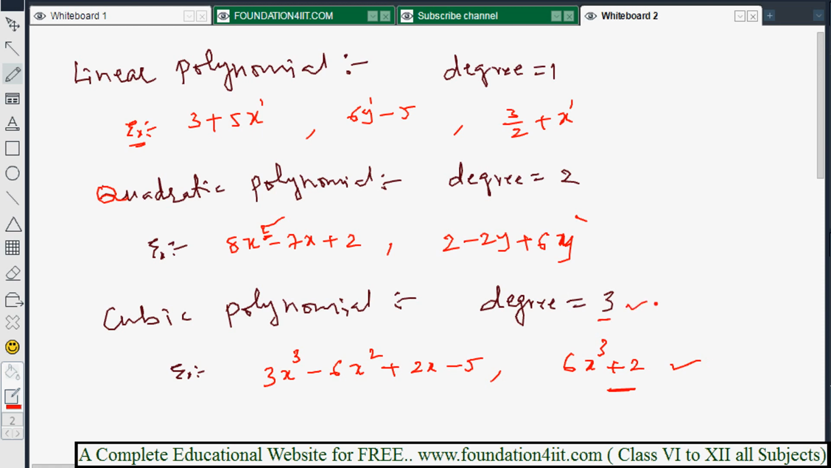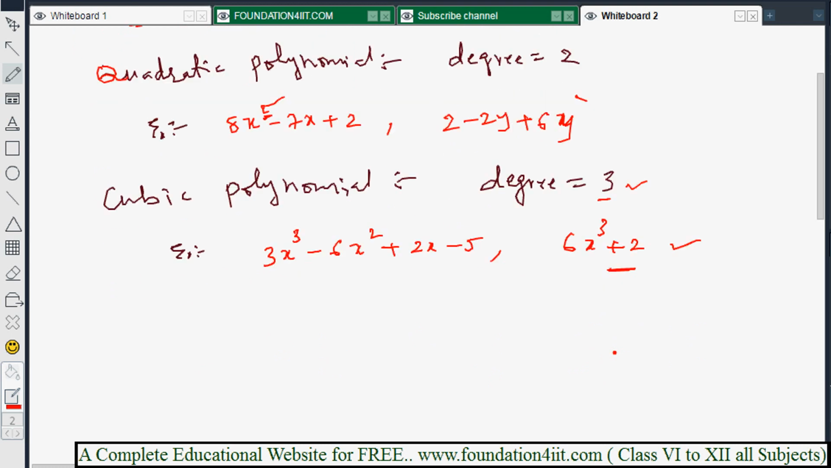And the last one is the constant polynomial. You know about the constant, right? Constant polynomial. It's very simple. A polynomial having one term consisting of a constant only is called a constant polynomial. The degree of the constant polynomial is 0.